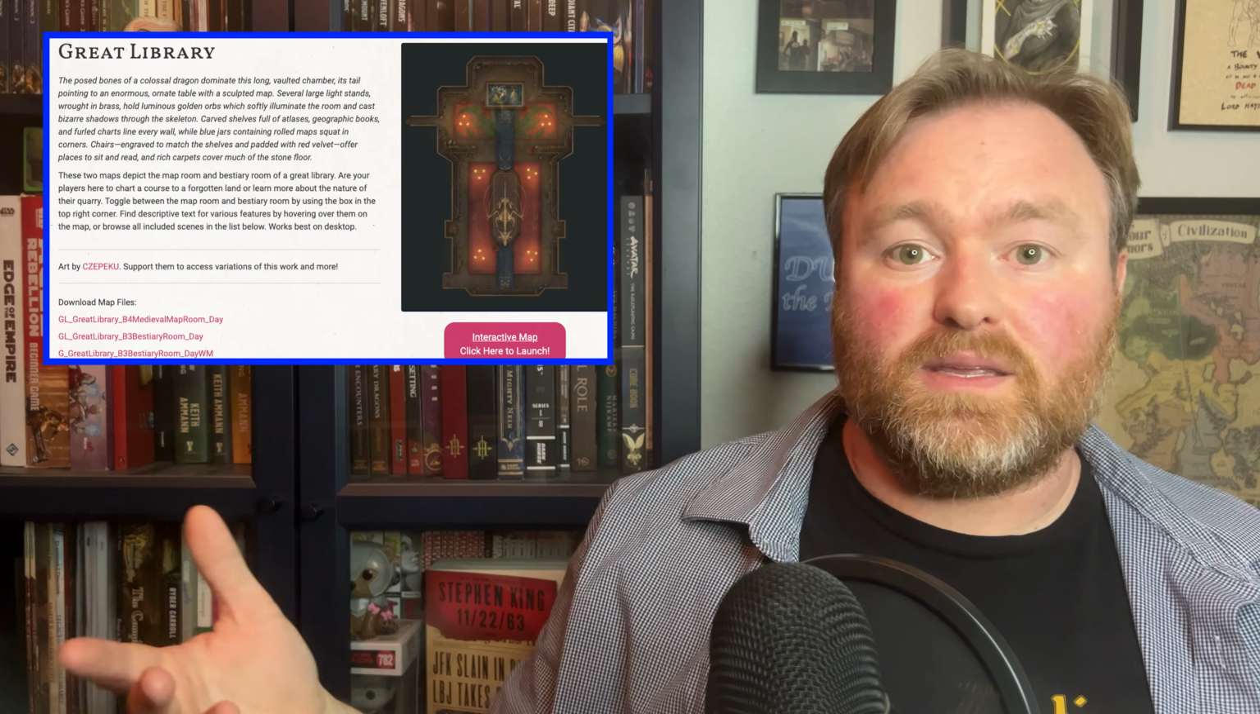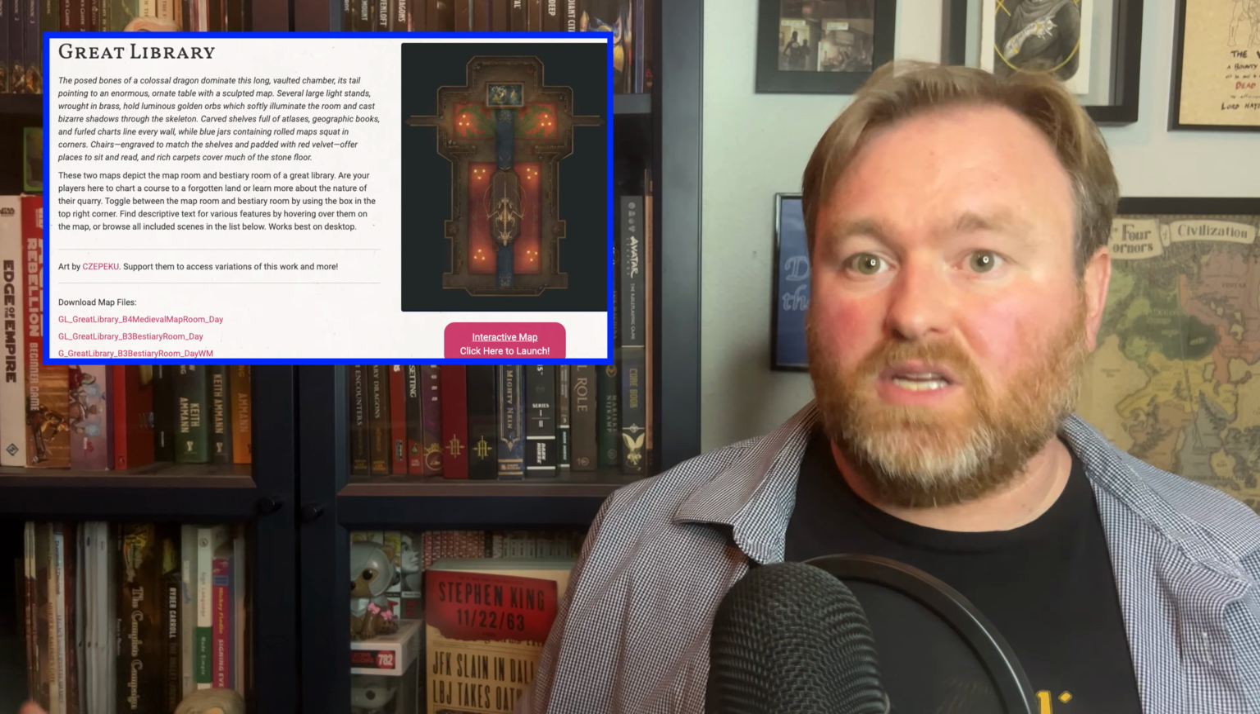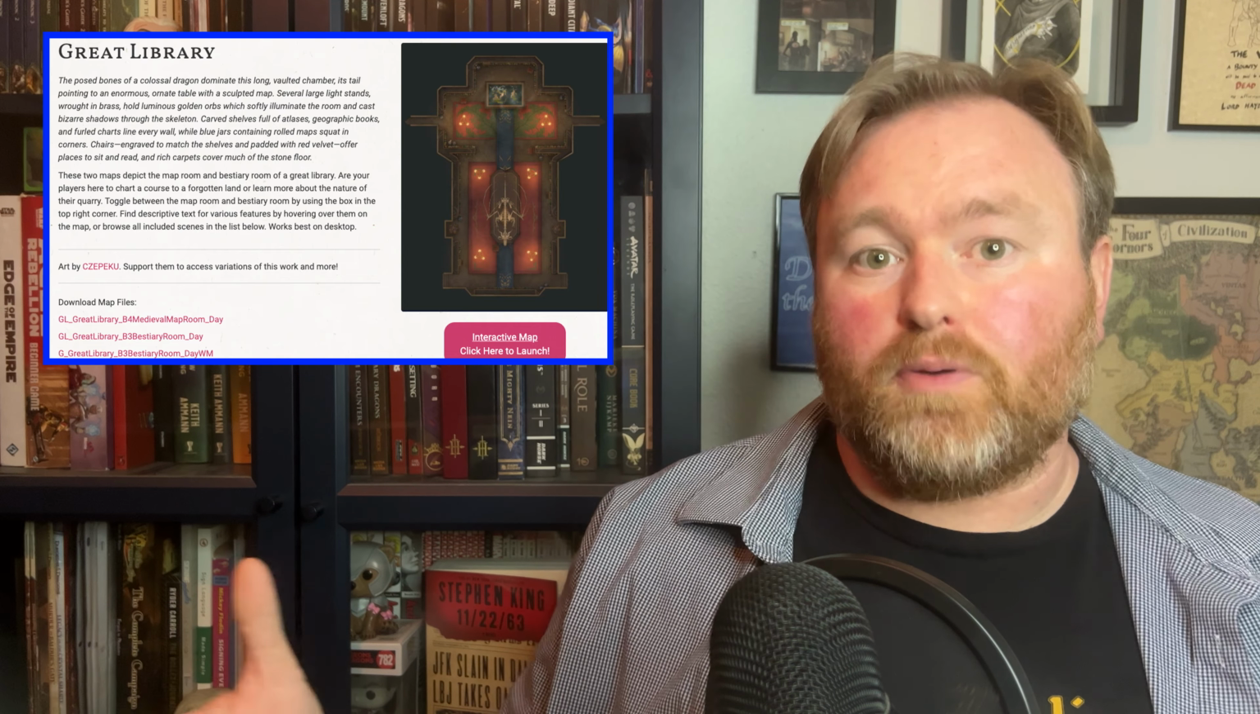So my goal when reading this is to change any details I feel like changing, just to make it suit my personal style of speech. This room is dominated by this colossal dragon skeleton. The long chamber is just filled with these bones. Its tail is pointing towards this huge table with a map sculpted onto the surface of it.